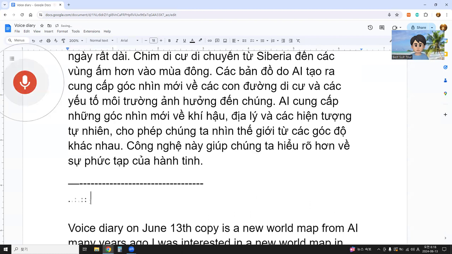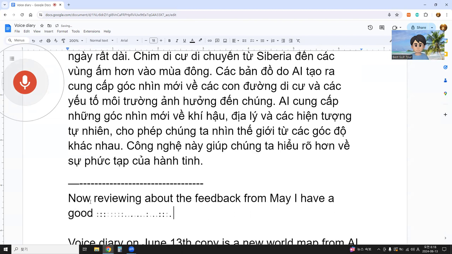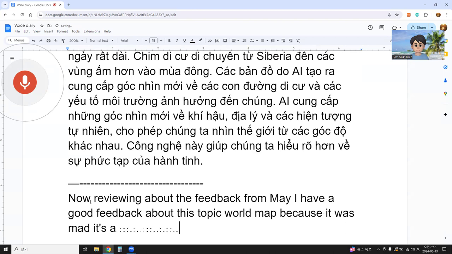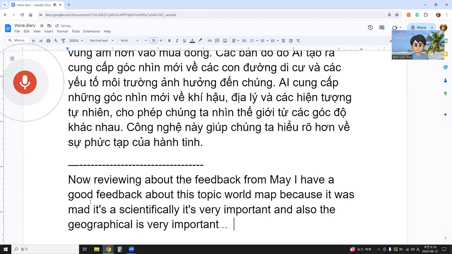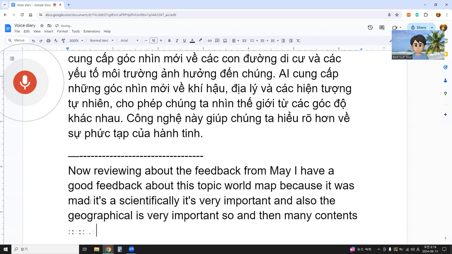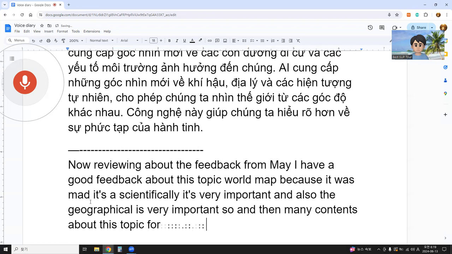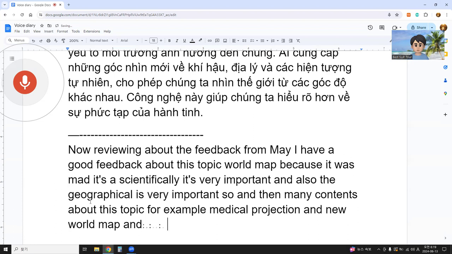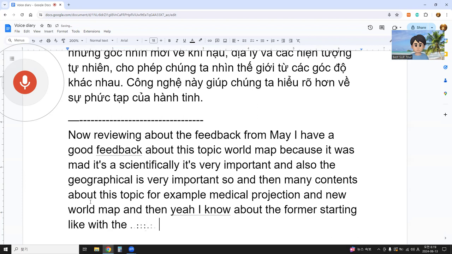Now, reviewing the feedback from AI. AI has good feedback about this topic, the world map, because the world map is scientifically very important, and the geography is also very important. There are many contents about this topic, for example, the Mercator projection and the new world map. The AI knows about this from prior training with a large language model, and so AI can give good feedback.